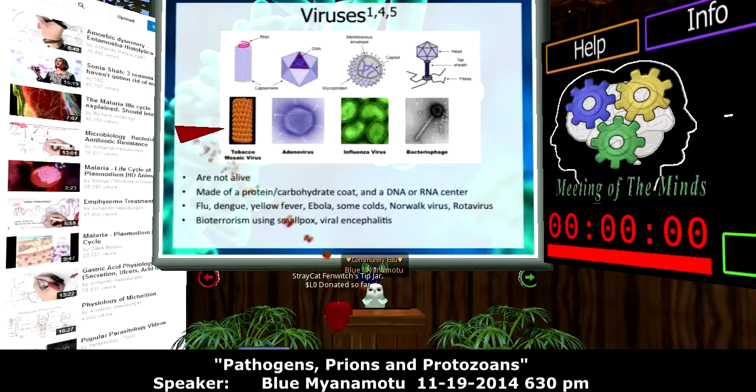Think of them as very deadly killing machines. They're quite incredible little buggers. And they're quite tiny. Most of them you cannot see under the microscope. You actually have to use special electron microscopy in order to see these guys, like adenovirus, influenza, and bacteriophage.